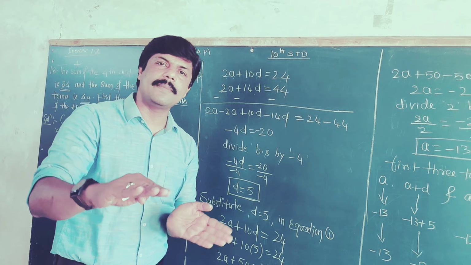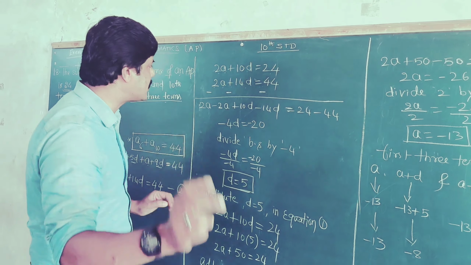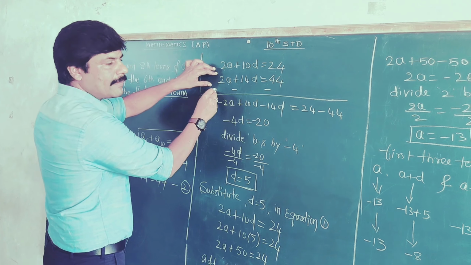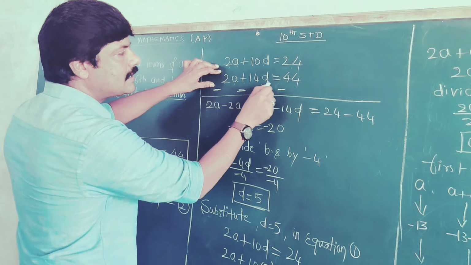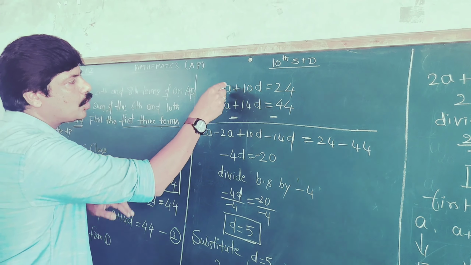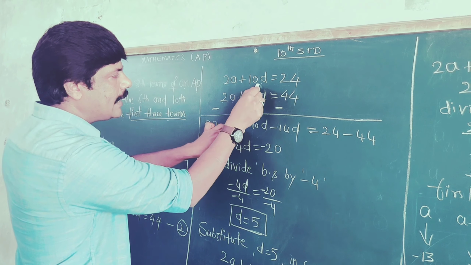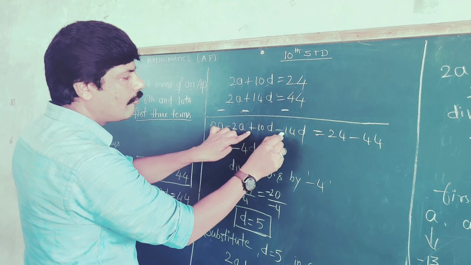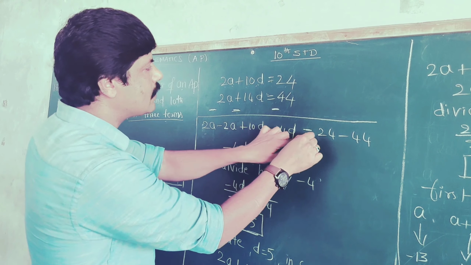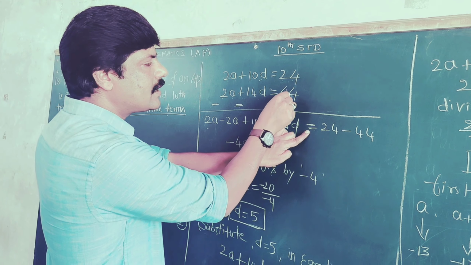If it is plus, make it minus. If it is minus, make it plus. Now plus 2A will make it minus. Plus 14D will make it minus. Plus 44 will make it minus. 2A minus 2A plus 10D minus 14D is equal to 24 minus 44.